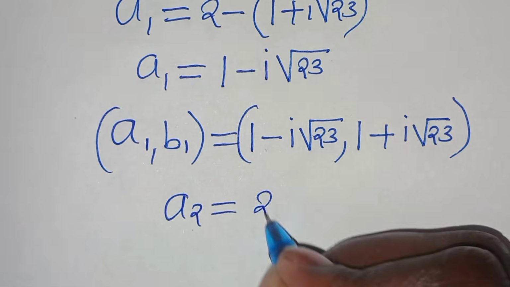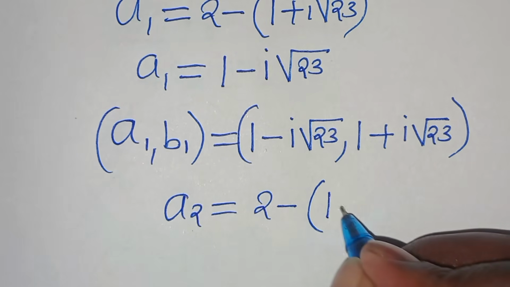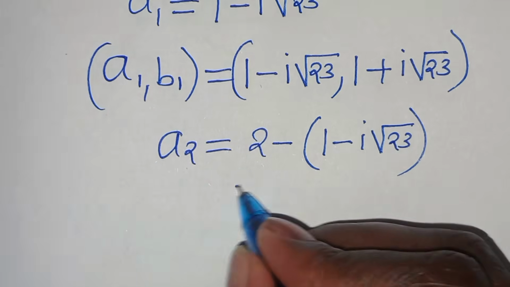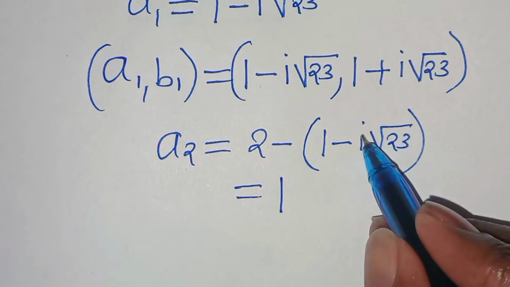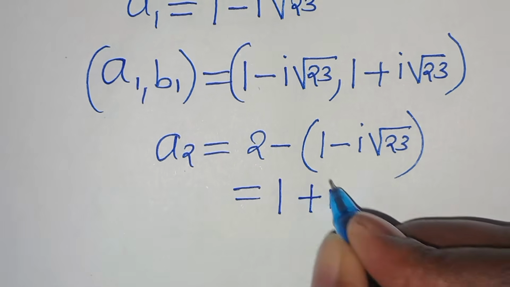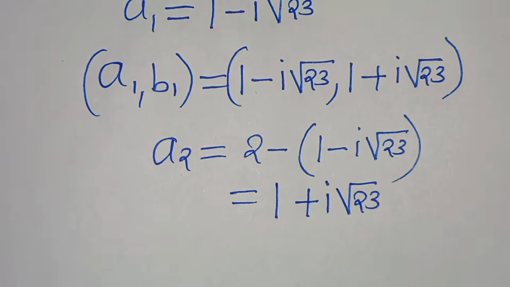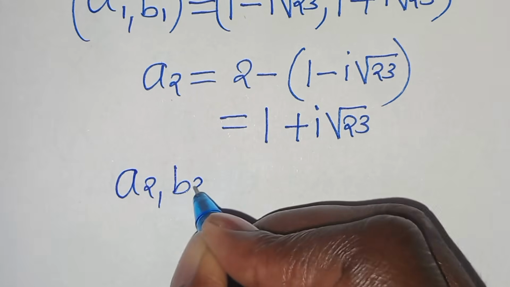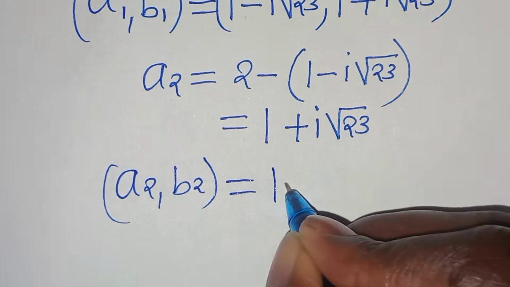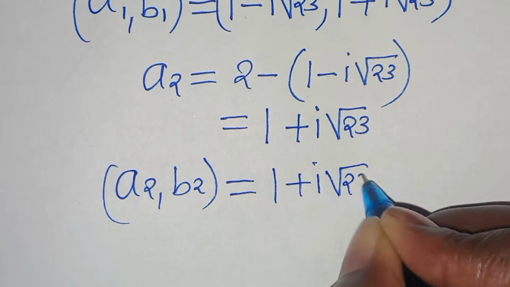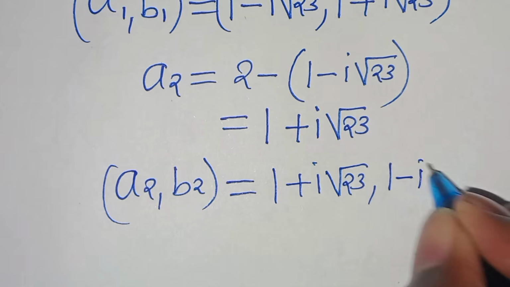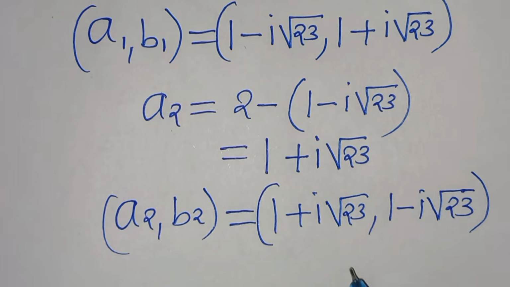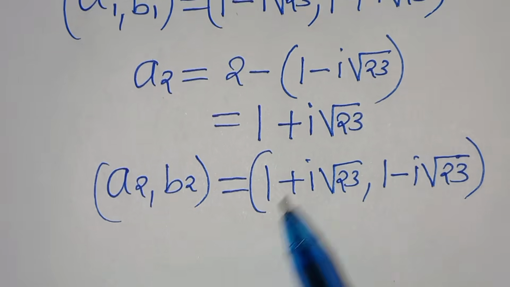a2 is equal to 2 minus b2, which is 1 minus i square root of 23. So this is 2 minus 1, which is 1, minus times minus i square root of 23. This is plus i square root of 23. So we have the second set of solution here, a2, b2. This is equal to 1 plus i square root of 23. Then we have 1 minus i square root of 23.